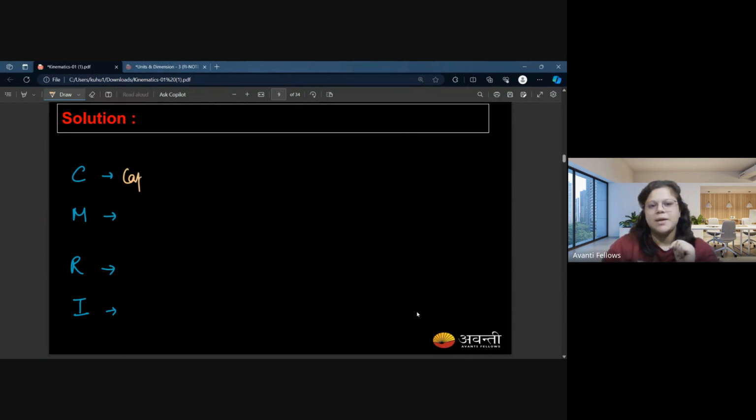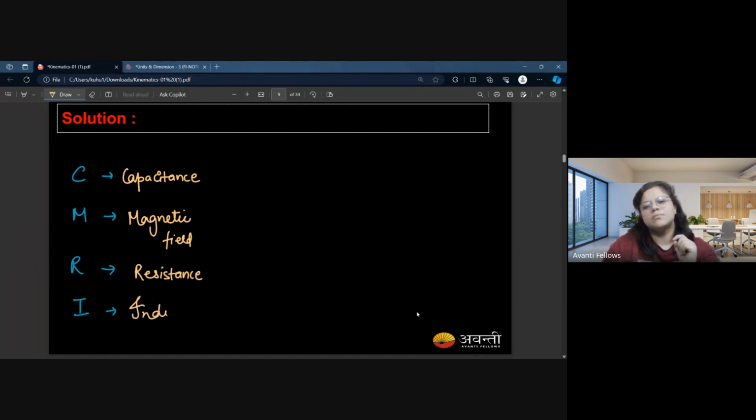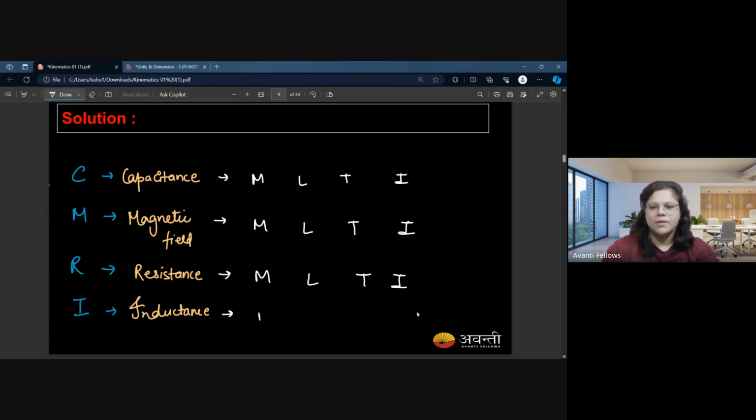This C is nothing but the capacitance. It is the magnetic field. Here R stands for resistance, and this I is inductance. You don't need to worry about their meaning right now. Just go with the trick. Right here, M-L-T-I, M-L-T-I, okay? M is for mass, L for length, T for time, and I is for current.